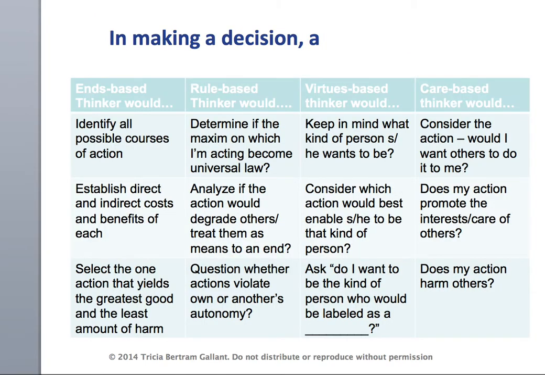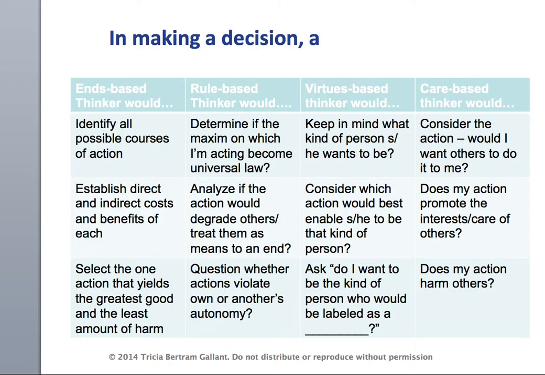So, to summarize all four of these, if we looked at the decisions that people have to make, this is how each of them would go about doing it. So an end-based thinker would identify all the possible courses of action, establish direct and indirect costs and benefits of each action, and then they would select the one action that yields the greatest good for the least amount of harm. And the greatest good is bringing about happiness or pleasure to the most amount of people.